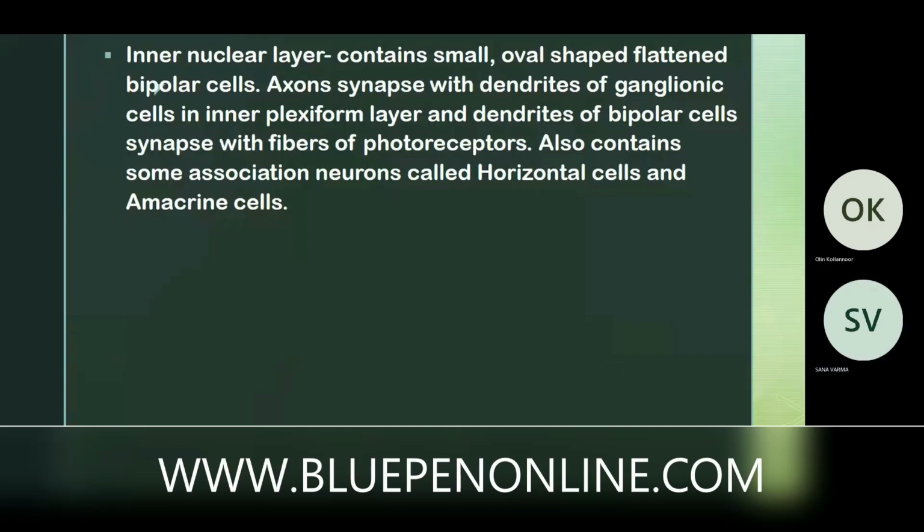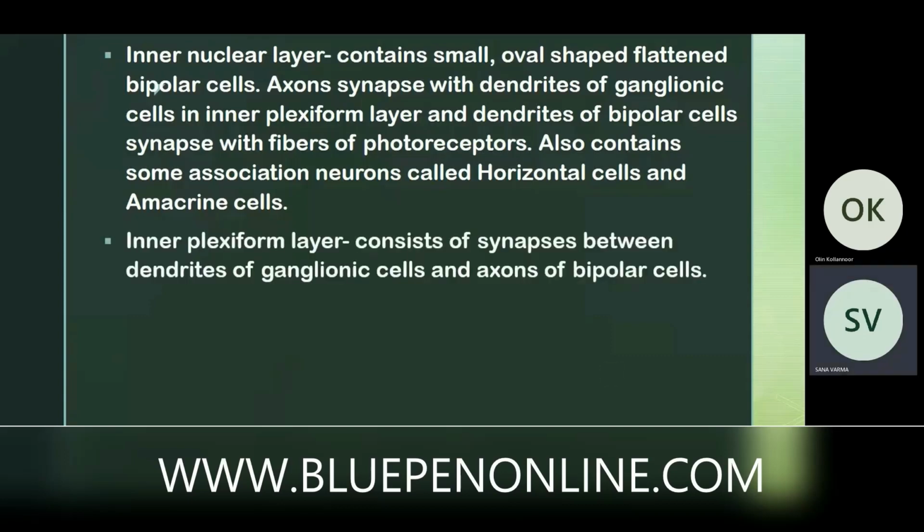Then next is the inner plexiform layer, which consists of synapses between dendrites of ganglionic cells and axons of bipolar cells. So it's just a layer in which we can see only the synapses, the synaptic transmission, or just the junction between the ganglionic cells and axons of bipolar neurons.